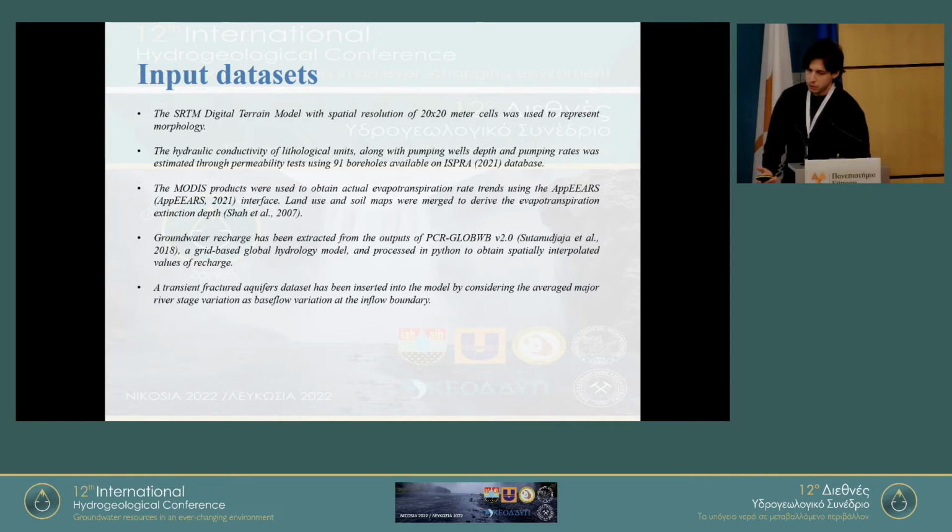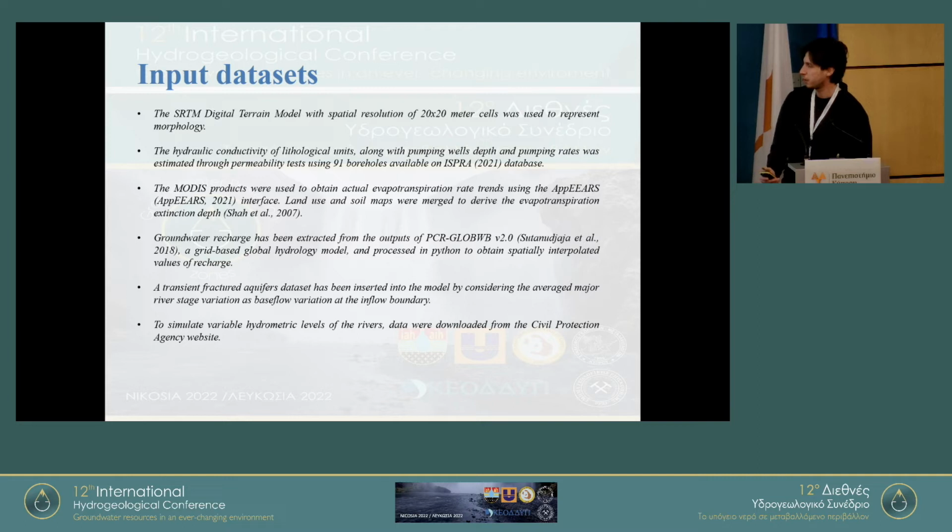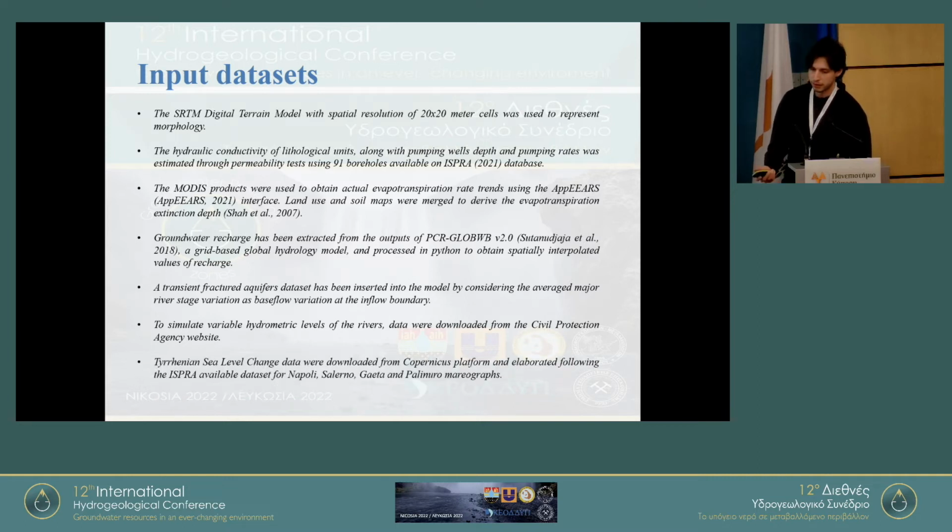A transient fracture aquifer inflow dataset was inserted into the model by considering the average measured river stage variation, and this river stage variation dataset was downloaded from the Civil Protection Agency website of the Campania region. Finally, a Tyrrhenian Sea level change dataset was downloaded from the Copernicus platform and then elaborated following the ISPRA available database for the Napoli, Salerno, Gaeta, and Palinuro marographs.